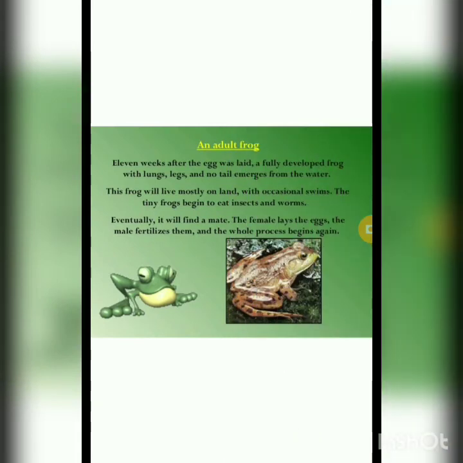After that, the last stage is when it becomes an adult frog. जब एक वो frog बन जाता है. When the young one comes onto the land, it becomes the frog. It starts looking like a frog.